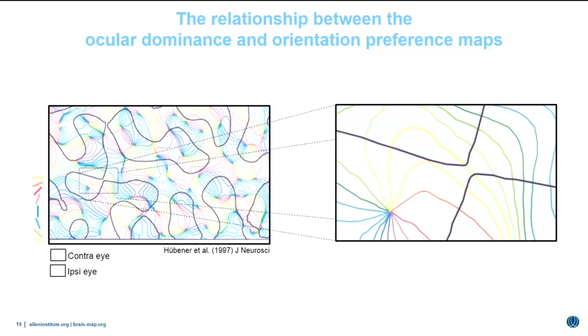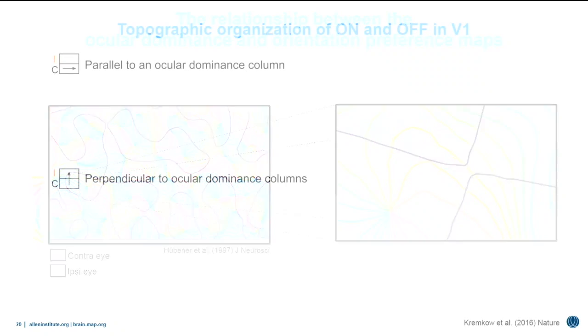So when the orientation map doesn't change, the ocular dominance map changes, and vice versa. This shows a strong relation, but it also suggests that whatever mechanism gives rise to the orientation preference map will probably also be very related to the way the ocular dominance organization is organized. This is what we then looked at in our data.